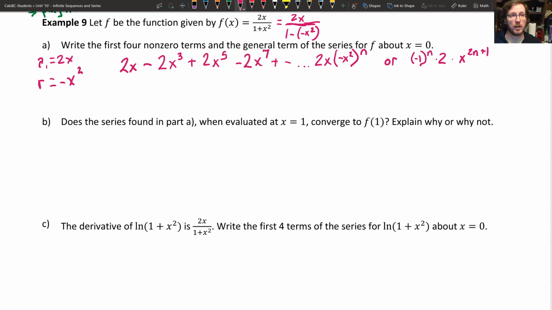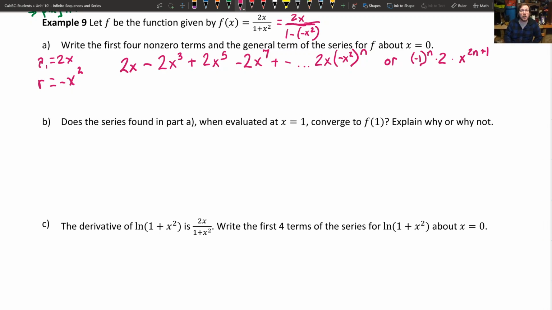Same rule, two different forms. But again, if this follows from the last couple examples and what we're talking about in this section, then we might need to look at what happens when we take the derivative or the integral of that rule, see if it lines up. So part B, does the series found in part A, when evaluated at x equals 1, converge to f of 1, explain why or why not?